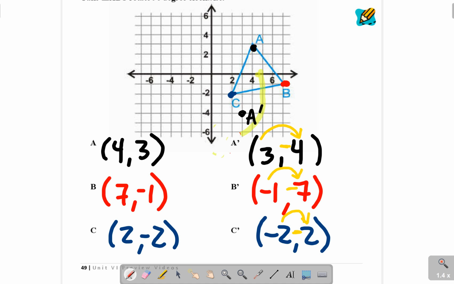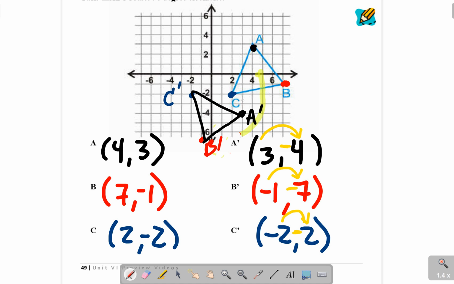Okay, so B is at -1, -7, so it's right there, a little bit bigger there. There we go. And then C is at -2, -2. Close it up. Now this is a little hard to see exactly how this is moved, so I'm going to give you a suggestion to double check.